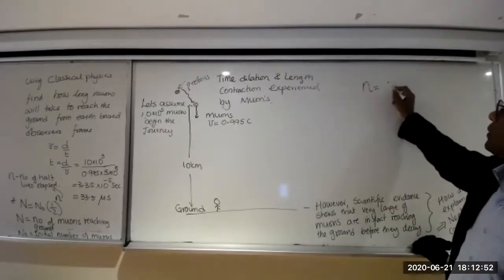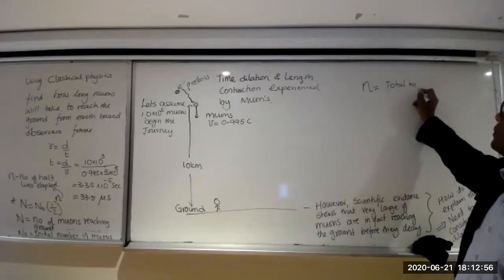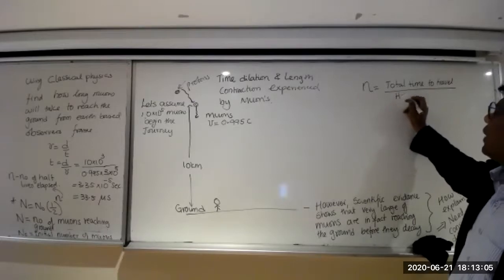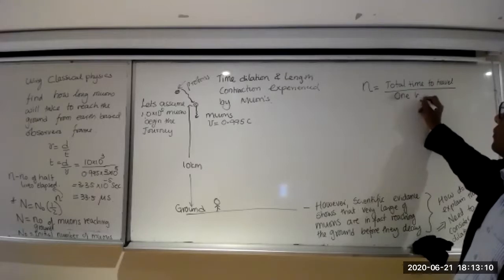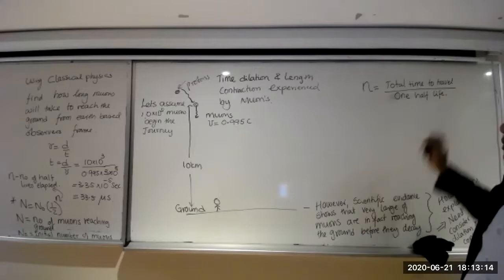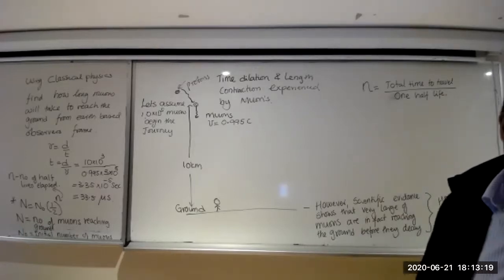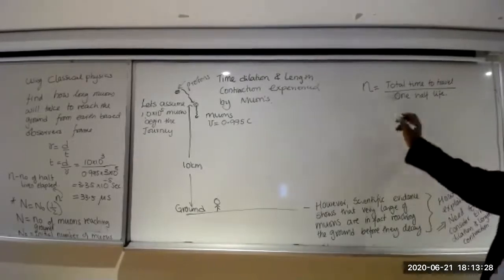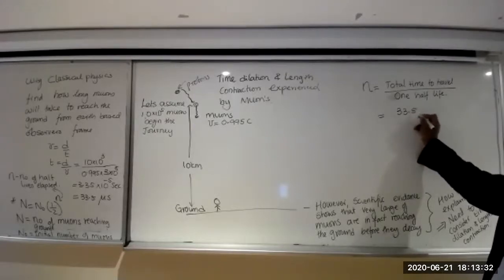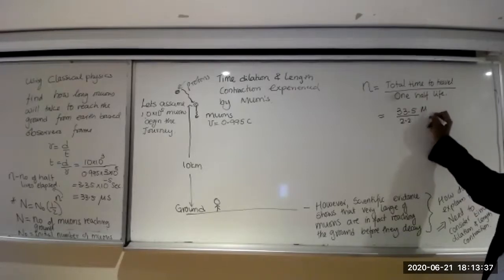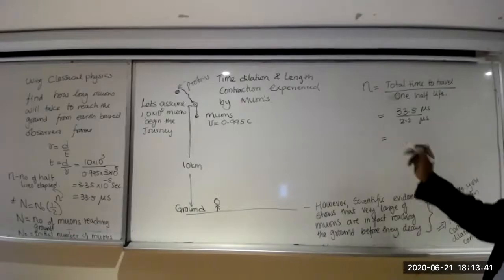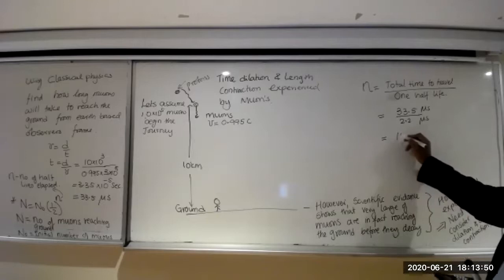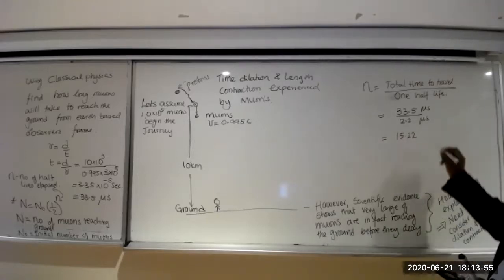Your n equals the total time divided by one half-life. That would be 33.5 divided by 2.2, both in microseconds. That's 15.22 half-lives.